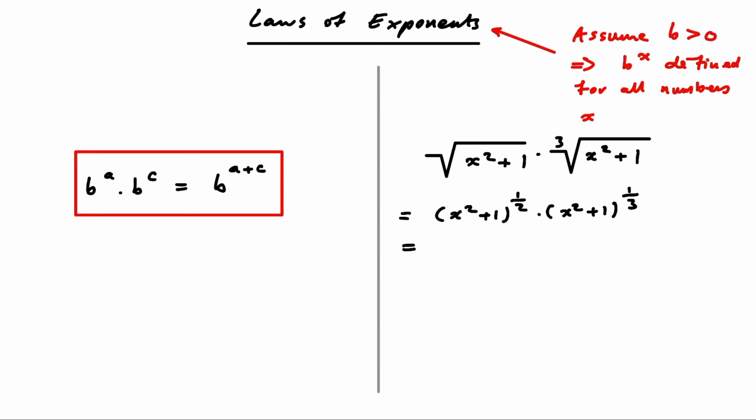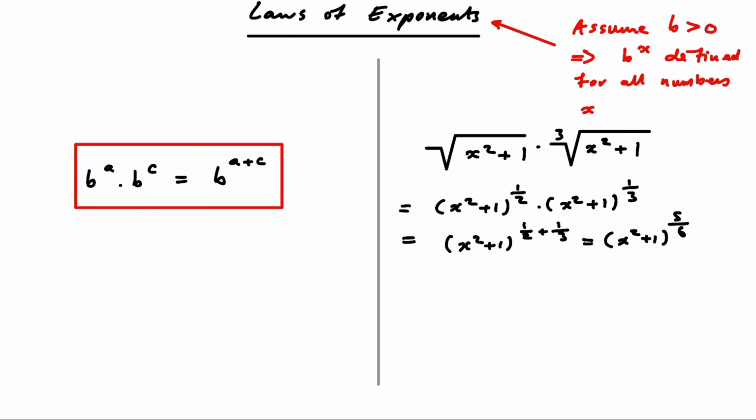So this becomes what? It's exactly the correct format, with b being x squared plus 1, a being a half, and c being a third. So this becomes x squared plus 1 to the power of a half plus a third. What's that equal to? A half plus a third is 5/6. Again, not jumping any steps, keeping it nice and simple. Everything is carefully written out. Okay, first law of exponents, super duper important. The base has to be the same for this to work.